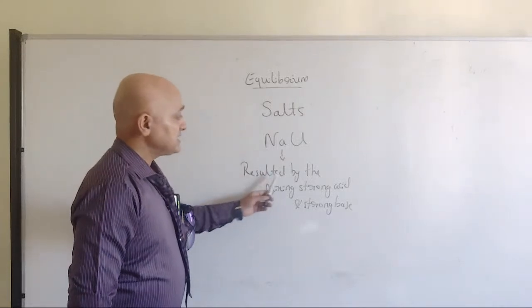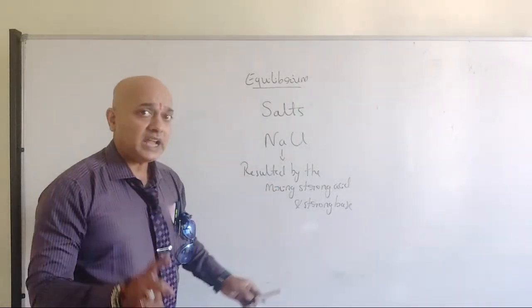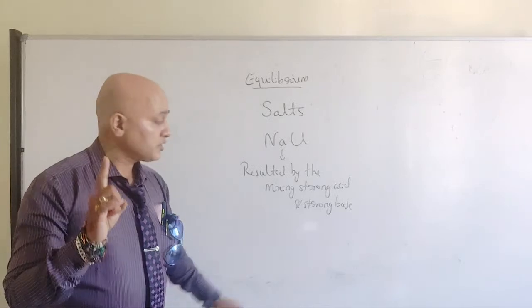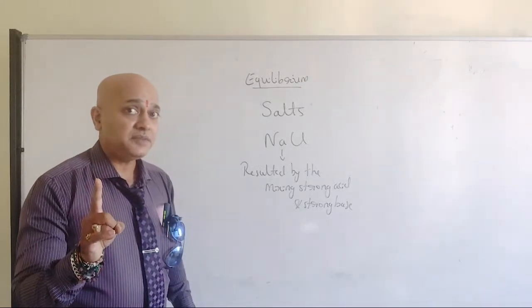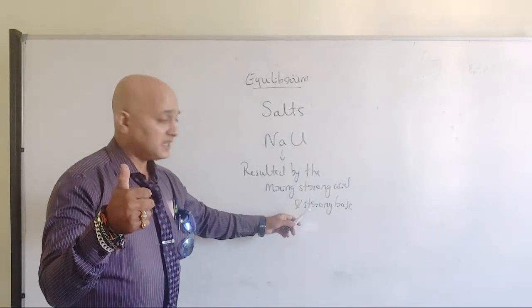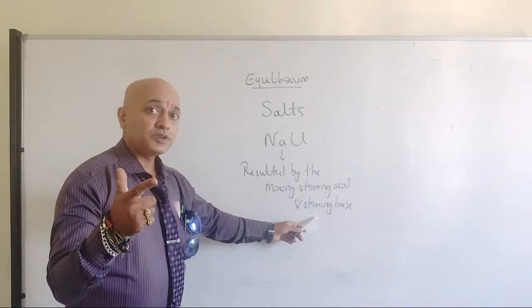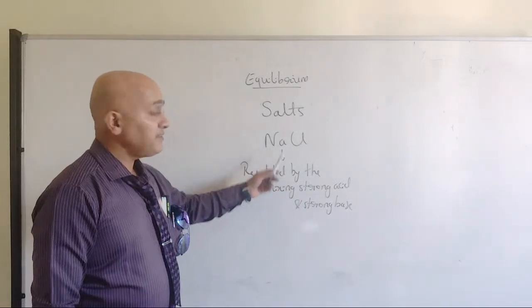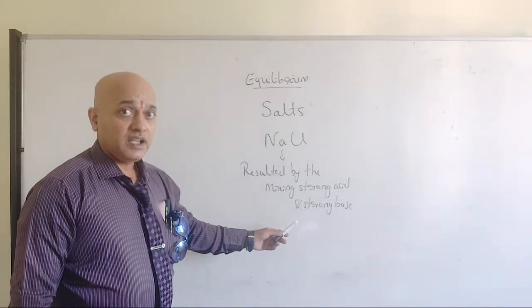Sodium chloride is resulted by the mixing of strong acid and strong base. All of you will understand? All of you have understood? So why strong acid? Because HCl. Why strong base? Because sodium hydroxide. So that's where we have got the NaCl.